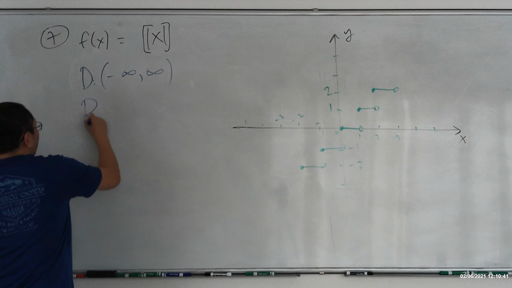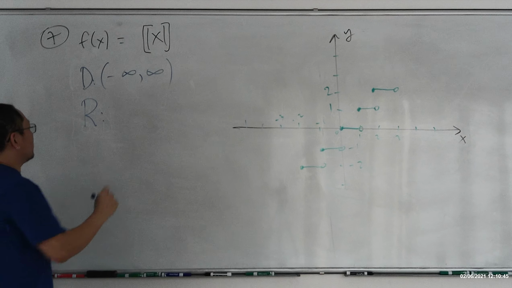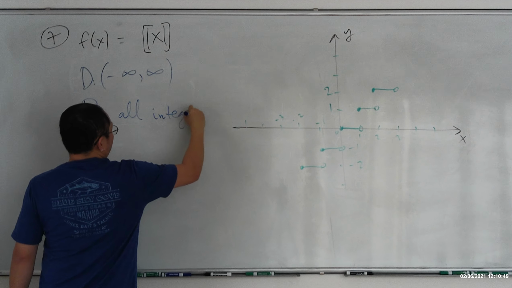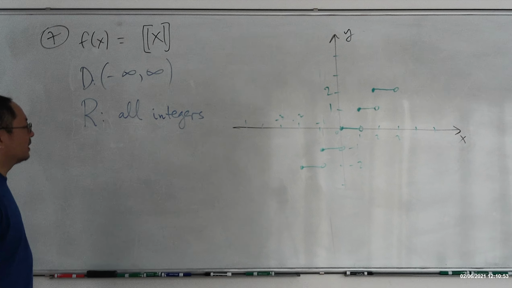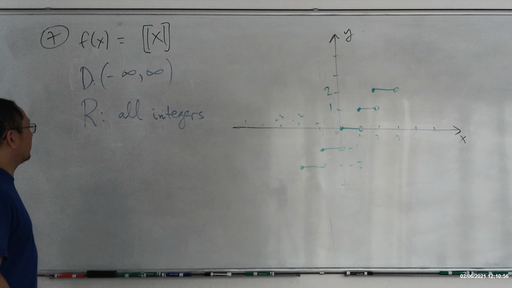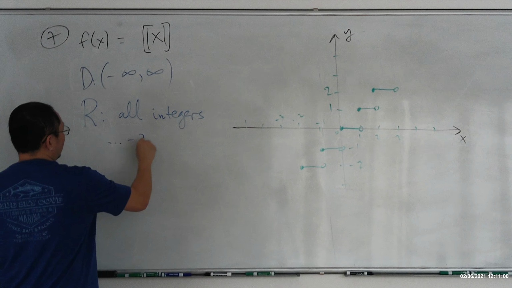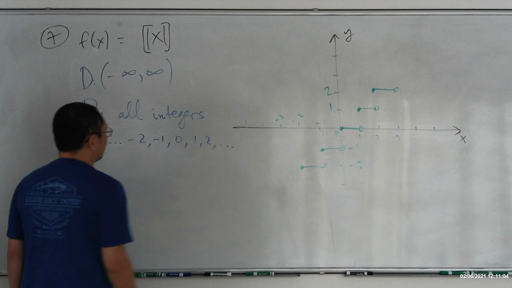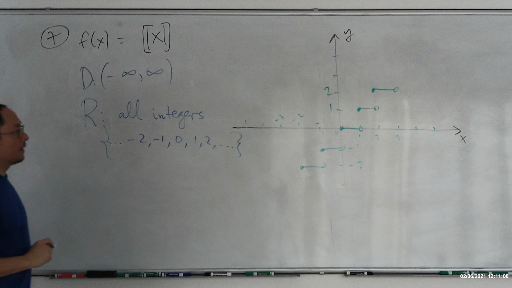Now the tricky part. What about the range? The range is just integers. Right? All integers. Okay, because we cannot have decimal or fraction as the outputs. Right? We only have the whole numbers, integers. Right? Dot, dot, dot, negative 2, negative 1, 0, 1, 2. Okay? This is going to be your range, all integers.